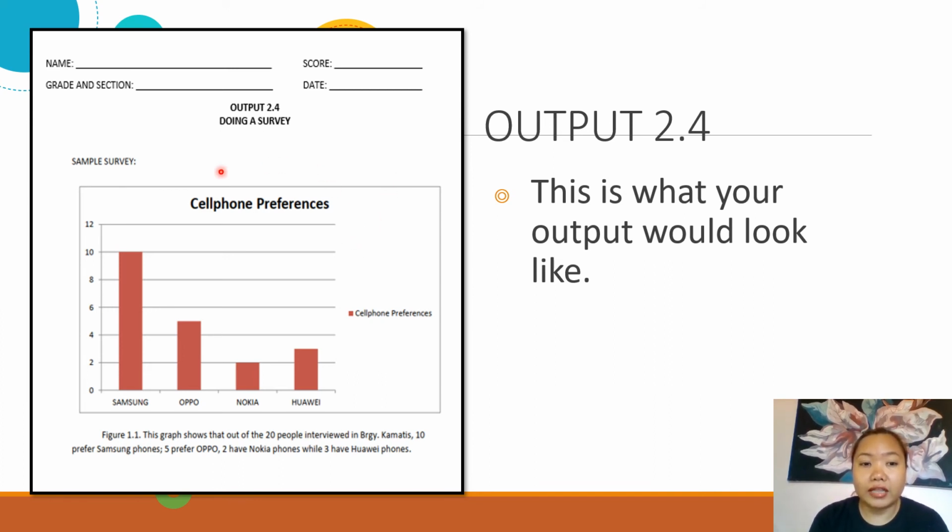So here is the title, cell phone preferences. I have a legend, since I colored it red. Red means the cell phone preferences. In the XY, I have the numbers, and then you have the different phones that the people mentioned, and here is my interpretation.